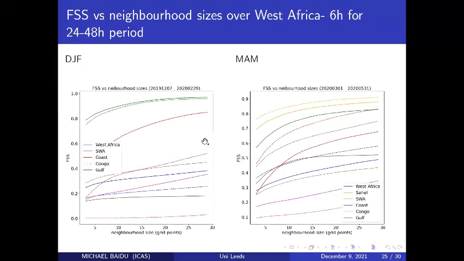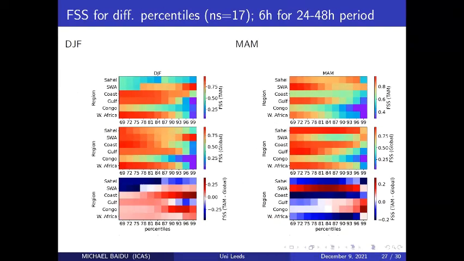Because of time, I'm not going to talk much about this, but the last part that I want to mention is the variation of the skill for different rainfall intensities. The different percentiles on the x-axis are indicative of different rainfall intensities for the different regions. So the top one is the tropical African model, the middle one is the global model, and the bottom one is the difference between the tropical African model and the global model.